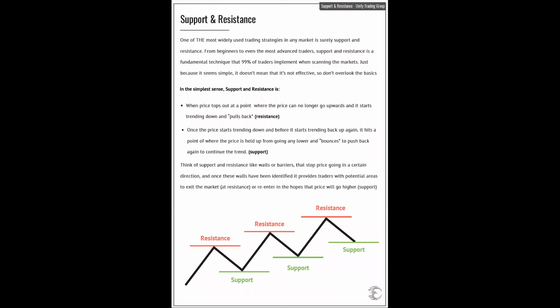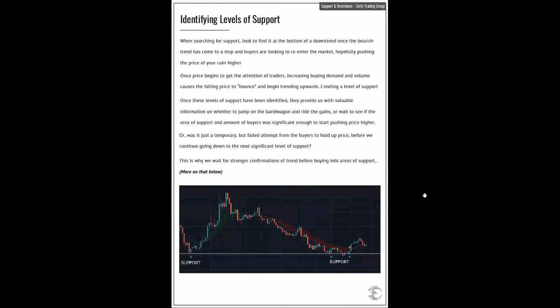So think of support and resistance like walls or barriers to stop price going in a certain direction. And once those walls have been identified, it provides traders with potential areas to exit the market at resistance or re-enter in the hopes that price will continue to go higher. So we can see that here. We've got resistance in a bullish sort of trend, and we've got support in a bearish sort of trend. As things are bullish, we move up, hit resistance, we come back down, hit support. It's pretty self-explanatory.